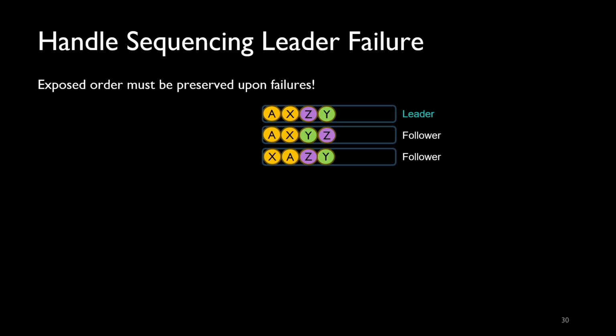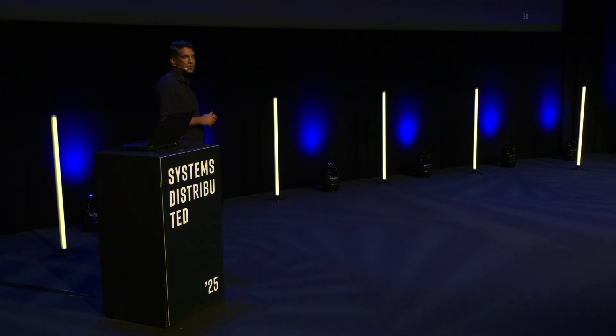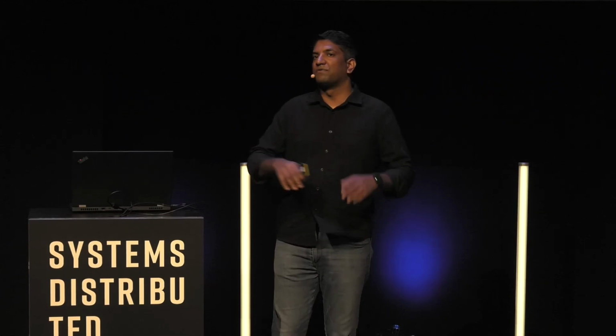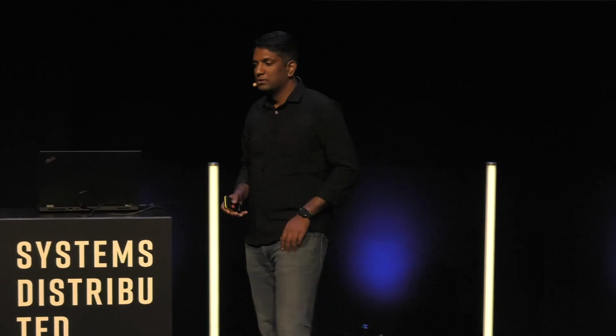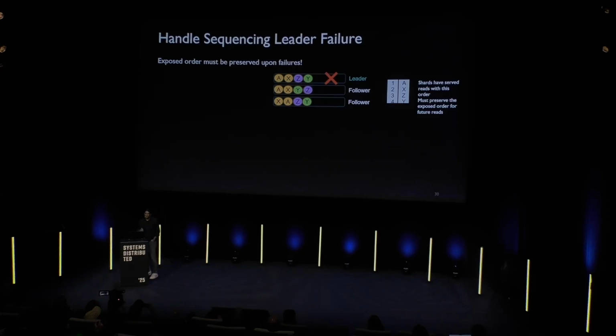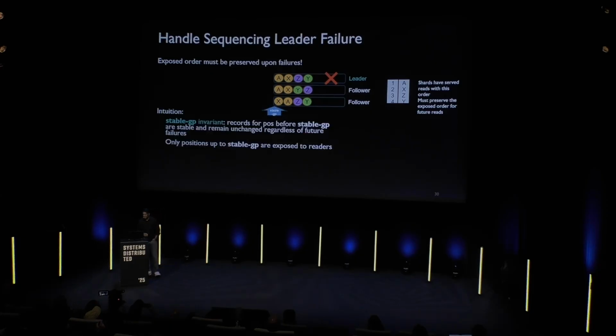Now, the key technical problem here is that once you have sent this order to the shards, it's possible that the current leader could fail, right? And you must be careful to preserve this order, because once you have given this order, it is possible that you have served reads based off of it, so you cannot go back and change your mind. So you must preserve this exposed order even if the current leader fails.